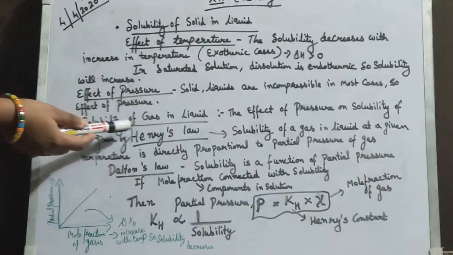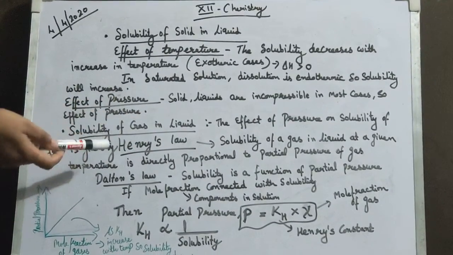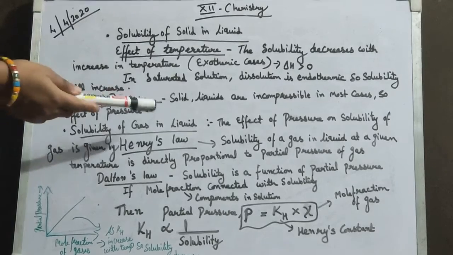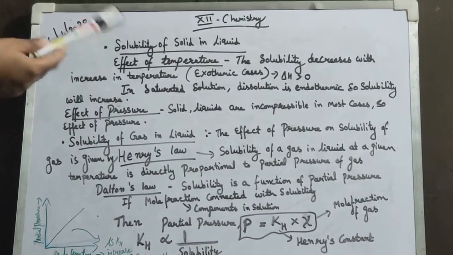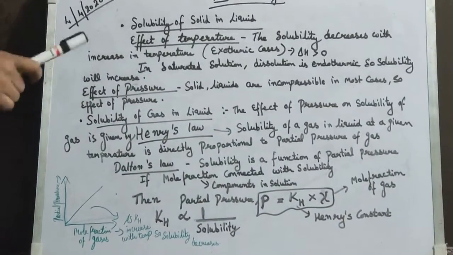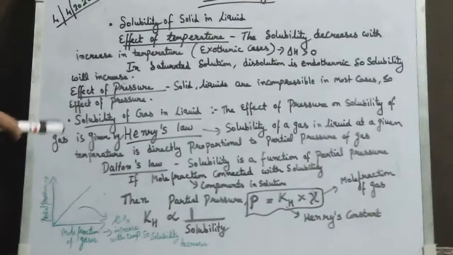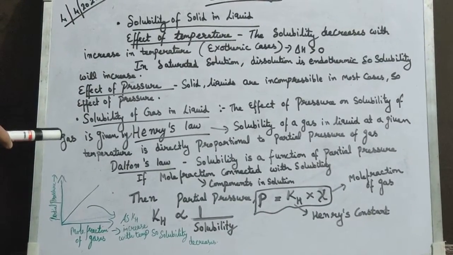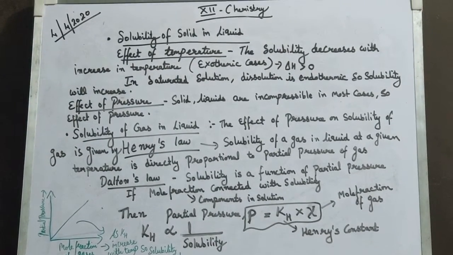Next is solubility of gas in liquid. So when I talk about gas in liquid, it means gas is the solute and liquid is the solvent. So when I increase the pressure, for example, in a beaker I took a solution in which there is a solvent and a solute. Here the solute I put is gas and the solvent I put is liquid. So when you increase its pressure, how do we increase the pressure? We increase it with a piston.